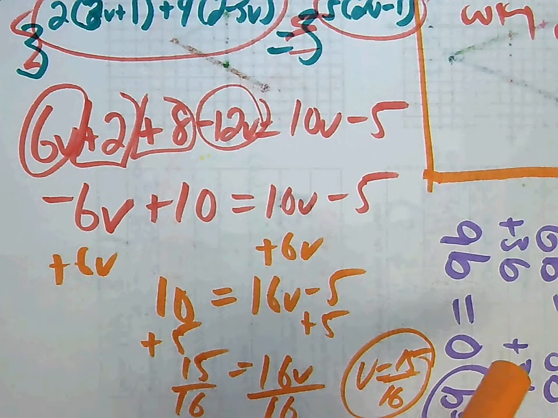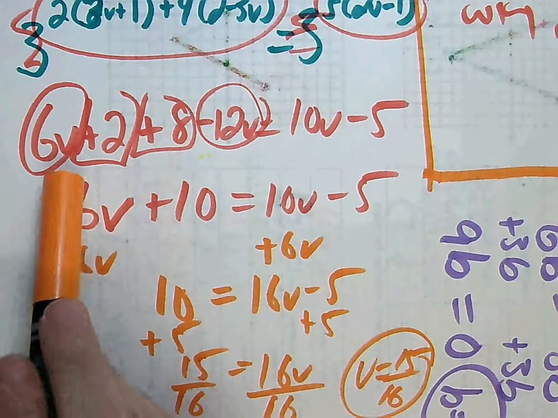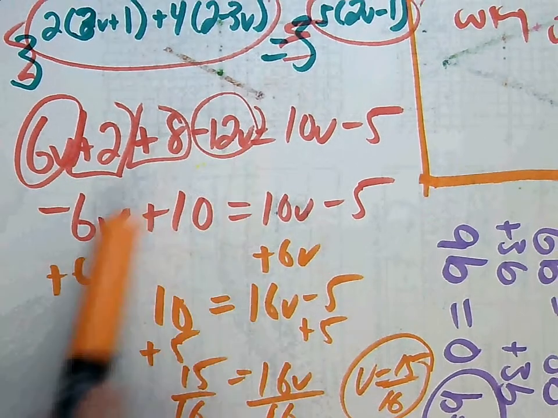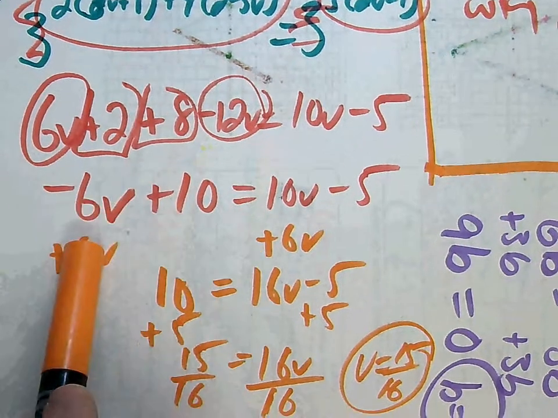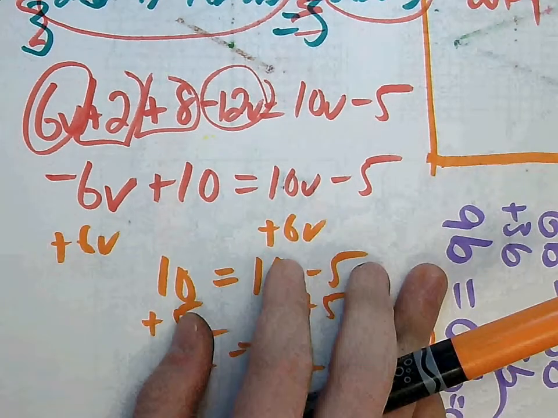Yes, ma'am? Why is that 6 negative? 6v minus 12v was negative 6v when I combined like terms. Great question, though. That's exactly where you should have asked me that. That was a perfectly asked mathematical question.